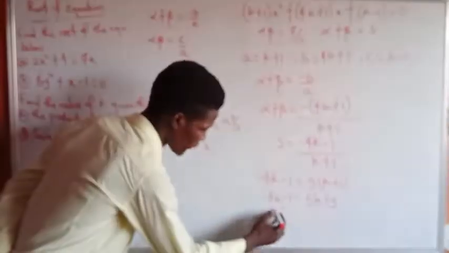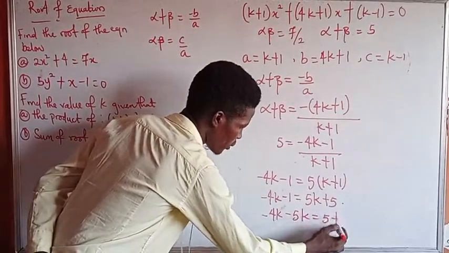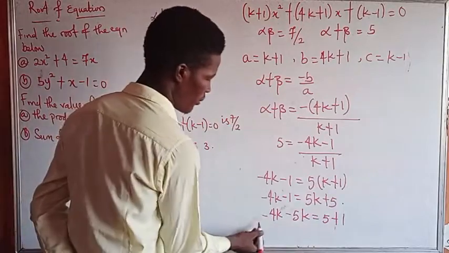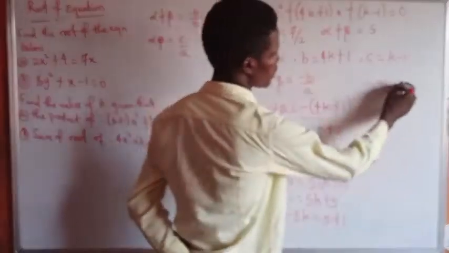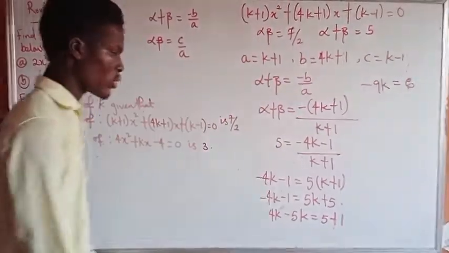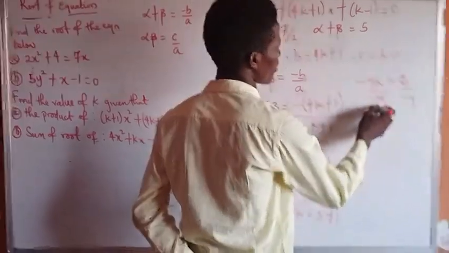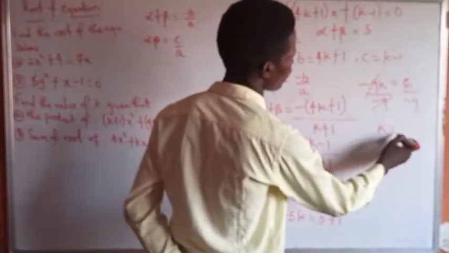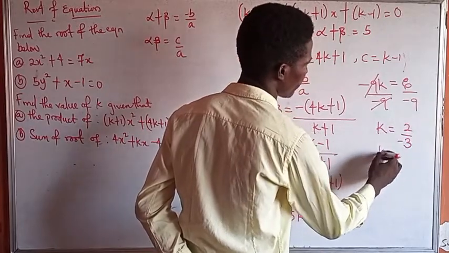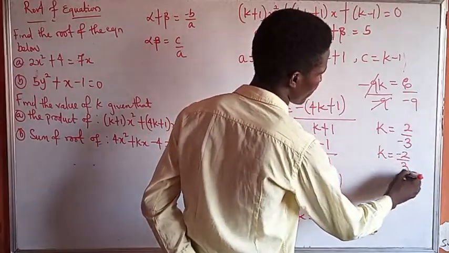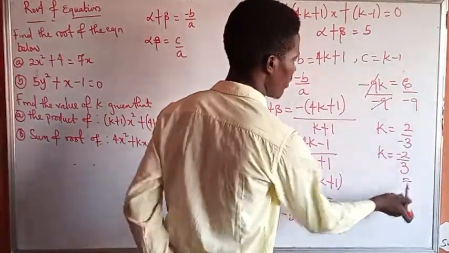So collect like terms. That will now be minus 4k minus 5k equals 5 plus 1. Alright, so minus 4k minus 5k gives us minus 9k equals 6. Then divide both sides by minus 9. If you cancel this, then my k will be 2 over minus 3. Therefore k is equal to minus 2 over 3, because negative cannot be in the denominator, it has to be in the numerator, right? So this would be my final answer.